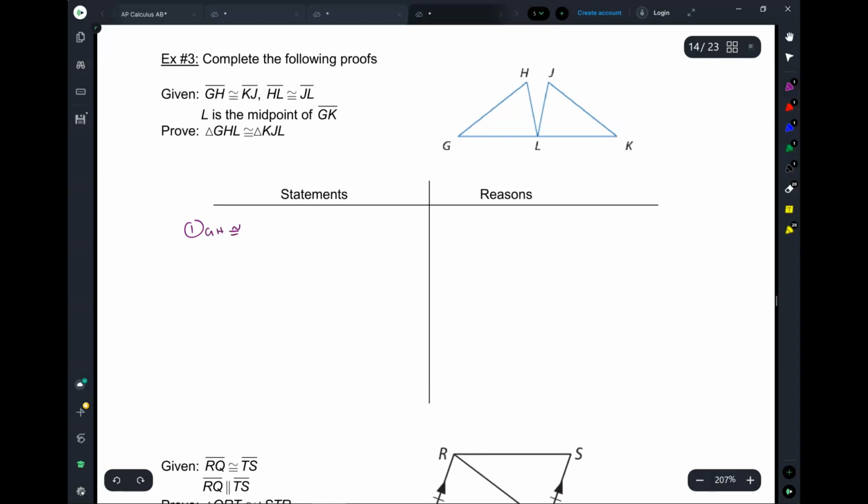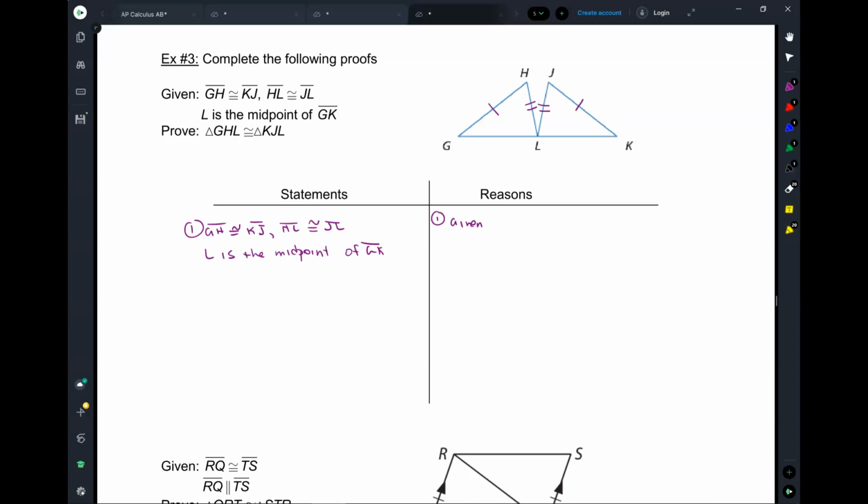GH is congruent to KJ, HL to JL, L is the midpoint of GK. Okay, so let's mark down what we have. This is the given. GH, KJ, HL, JL. Not only do I do that, I also write, okay, I have a side.